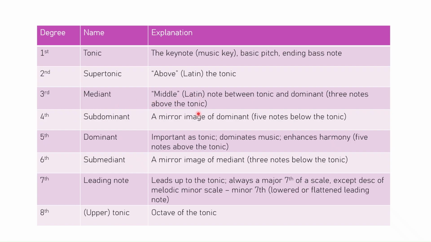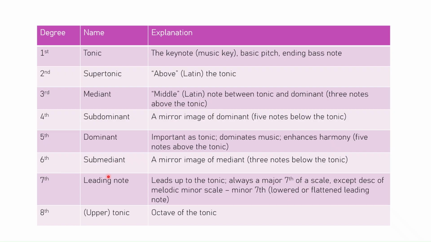The mediant is the third degree, and the word mediant in Latin means middle. It's simply called mediant because it is the middle note between the tonic and the dominant. You see, between 1 and 5, 3 is the middle. So whatever degree is the third degree is the mediant, the middle note. There is nothing special, just because it's sitting in the middle position between the first and the fifth note.